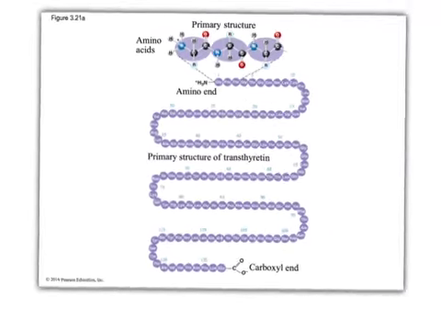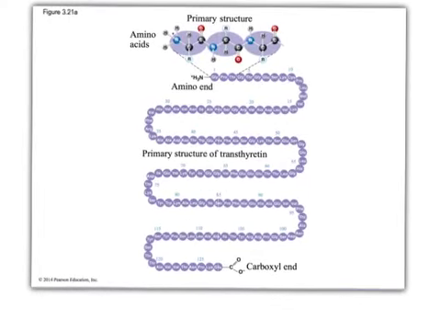So here's primary structure: the amino end, the carboxy end. This is the primary structure of transthyretin, a protein, and you have glycine, proline, threonine, glycine, threonine, glycine, glutamate, serine, lysine, cysteine, proline, and so on, all the way down to glutamic acid at the end. It is just the sequence of amino acids. Pretty straightforward, right?